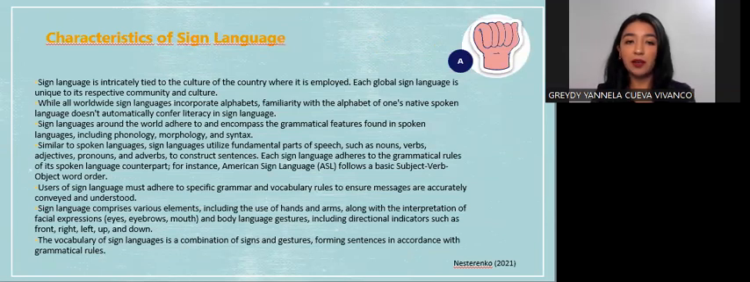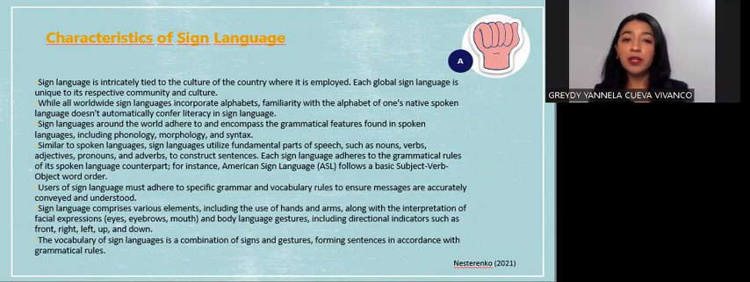Characteristics of sign language. Sign language is intricately tied to the culture of the country where it's employed. Each sign language is unique to its respective community and culture. While all worldwide sign languages incorporate alphabets, familiarity with the alphabet of one's native spoken language doesn't automatically confer literacy in sign language. Sign languages around the world adhere to and encompass the grammatical features found in spoken language, including phonology, morphology, and syntax.